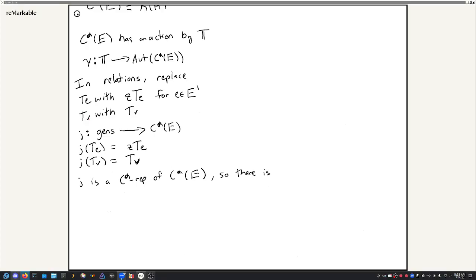So there's some homomorphism gamma sub Z from C star of E to C star of E. And it satisfies gamma of Z applied to T sub E is Z T sub E. Gamma of Z of a vertex projection is the same vertex projection. And that's just from the universal property.